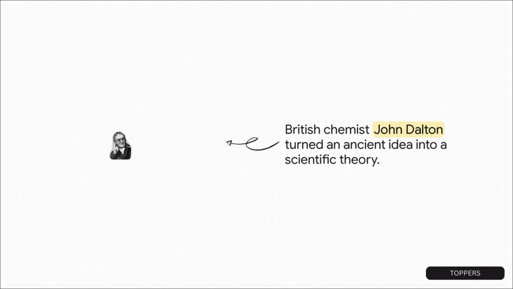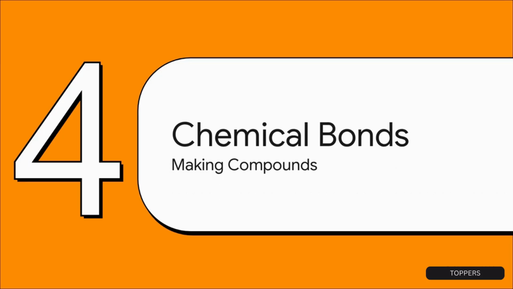He's the one who proposed that all matter is made up of these tiny, distinct particles called atoms, laying the groundwork for all of modern chemistry. So we have these atoms, these elemental building blocks. But what happens when they don't just sit side by side? What happens when they actually join forces and create chemical bonds? Well, that's how we get our second kind of pure substance, a compound.